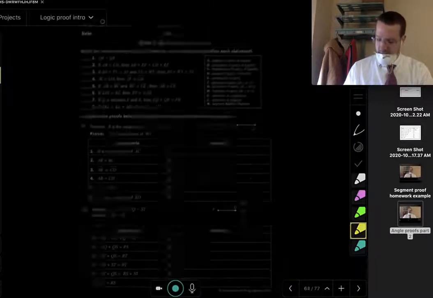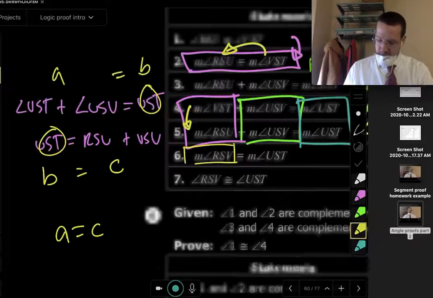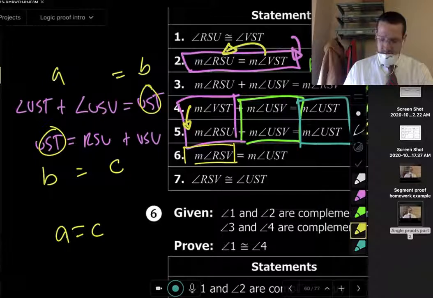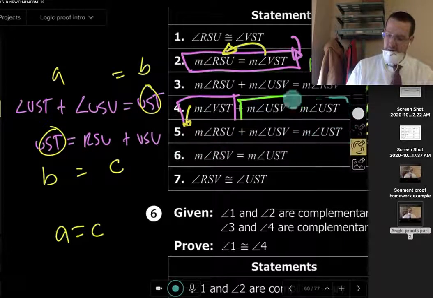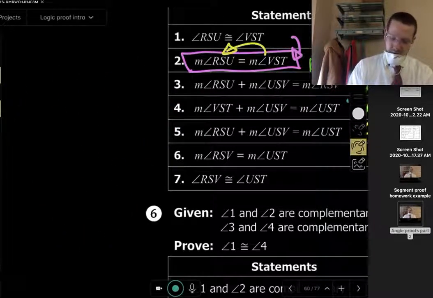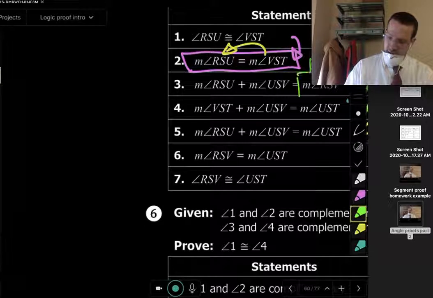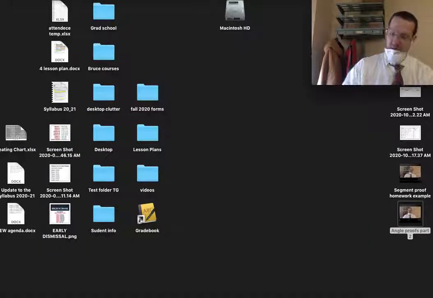Oh, crap. Go back. Where'd it go? Where's the A? B. So I'm getting rid of the B. Oh, no. No, I'm not. Oh, man, I missed it. Okay, that's my bad. Let's look at it. So we're looking at this one. This is RSV is equal to RSU plus USV. Good.